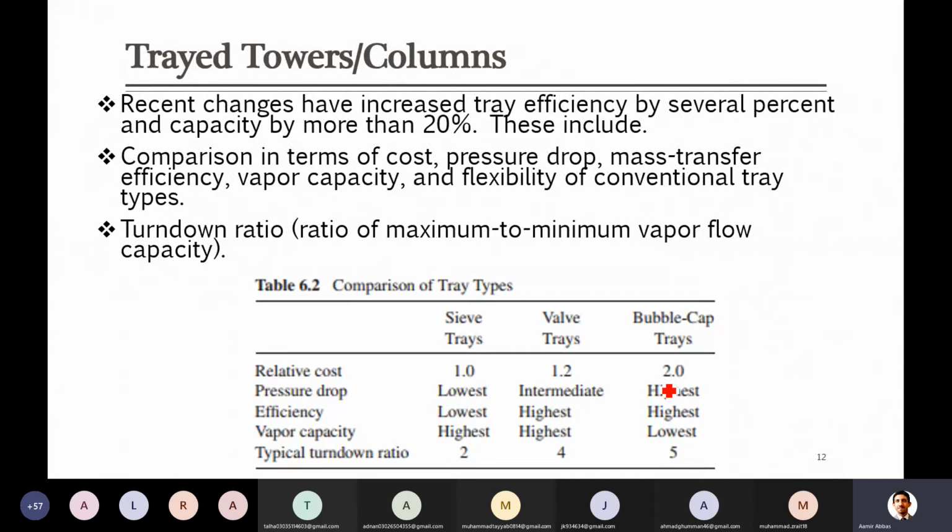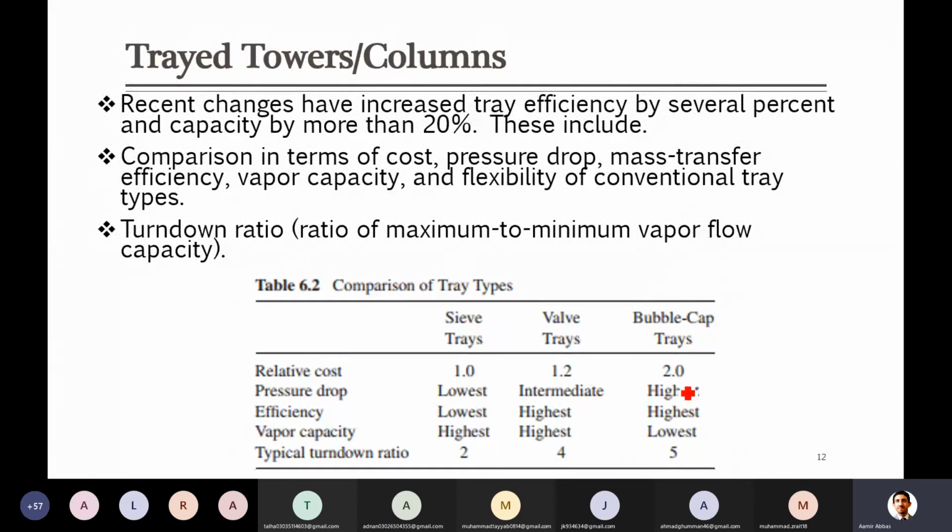And this vapor capacity: sieve trays can handle the highest, valve trays next, and bubble cap can handle the lowest. You have to tell me what is the reason behind this. And turn down ratio is the ratio of maximum to minimum vapor capacity, holding capacity, and that is best in the bubble cap, and it keeps on decreasing after that, because there are small openings here.